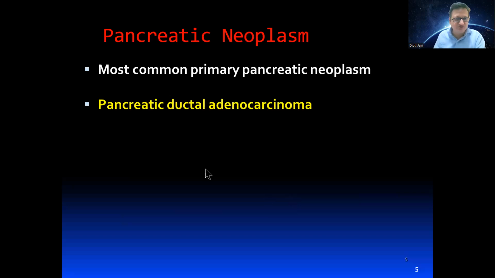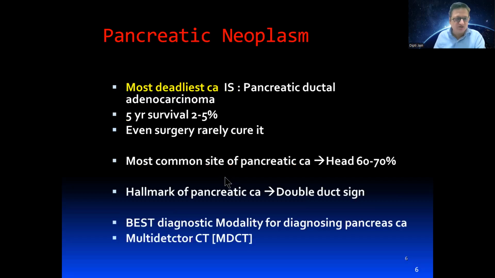So, pancreatic neoplasm: the most common primary pancreatic neoplasm is pancreatic ductal adenocarcinoma, though metastasis to the pancreas is much more common as compared to primary pancreatic neoplasm. The important point is that it is the deadliest carcinoma, pancreatic ductal adenocarcinoma, and the 5-year survival rate is only 2 to 5%. Even surgery rarely cures it.